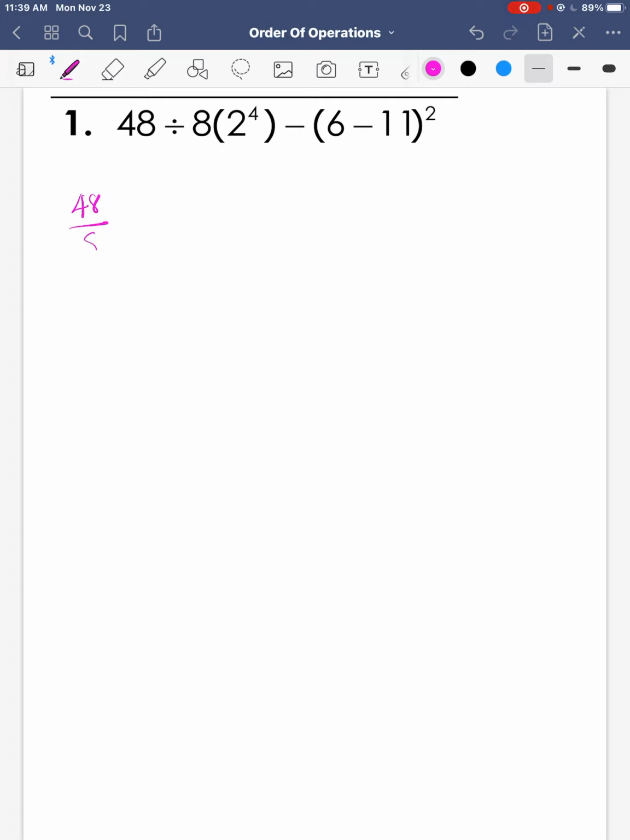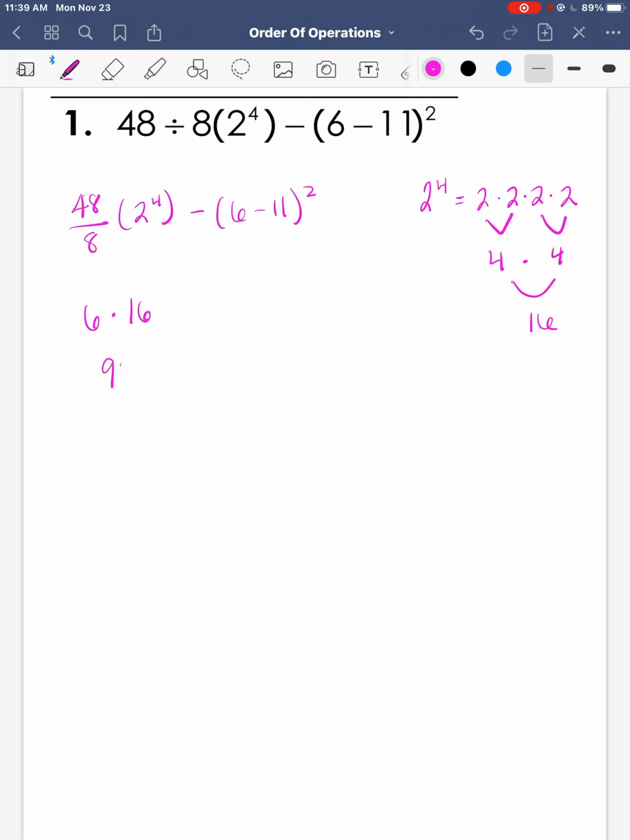So I will go ahead and write my 48 divided by 8. And then we know that's all being multiplied by 2 to the fourth power, subtracted by 6 minus 11 to the second power. Now we know that 8 going into 48 is 6 times, and 2 to the fourth power is 16, because 2 to the fourth power is equal to 2 times 2 times 2 times 2. And we know these two give me 4, and these two give me 4. And 4 times 4 gives me 16. Okay? So, 6 times 16 will give me 96.